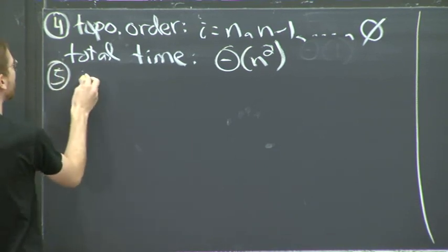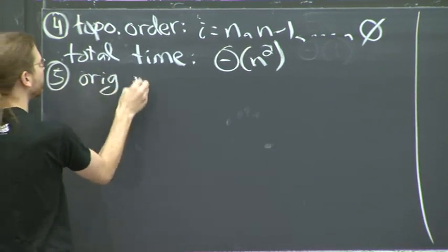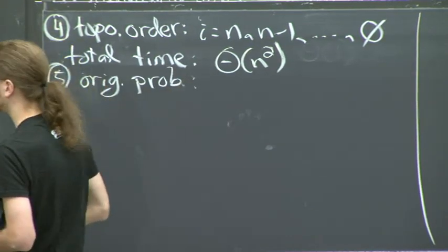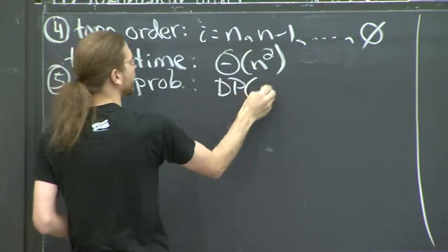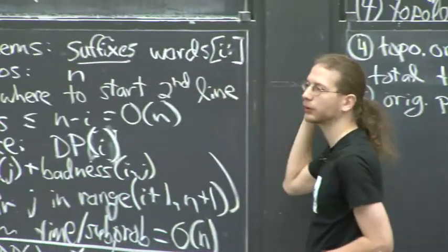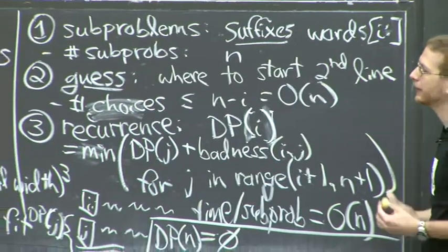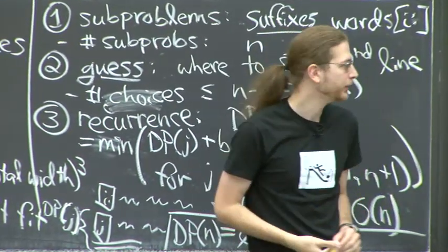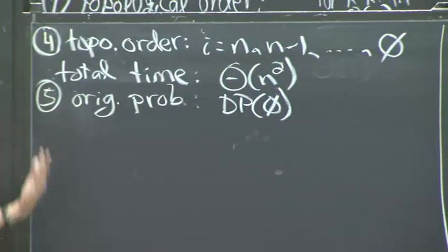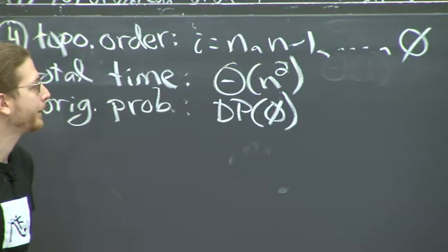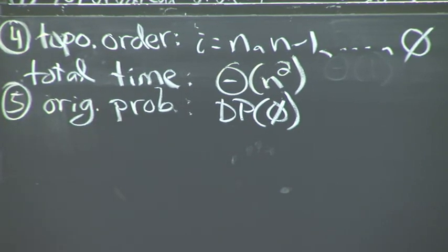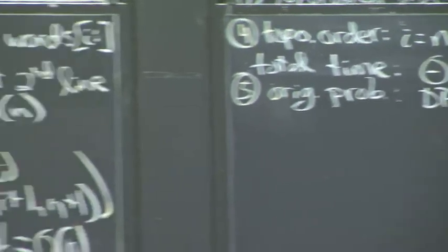Then finally, we have to check that the original problem actually gets solved. And in this case, the original problem we need to solve is dp of 0. Because dp of 0 means I take words from 0 onwards. That's everybody. So that's the actual problem I want to solve. So we work backwards. We solve all these subproblems that we don't directly care about, but then the first one is the one we want, and we're done. So in quadratic time, we can find the best way to pack words into lines. Question?